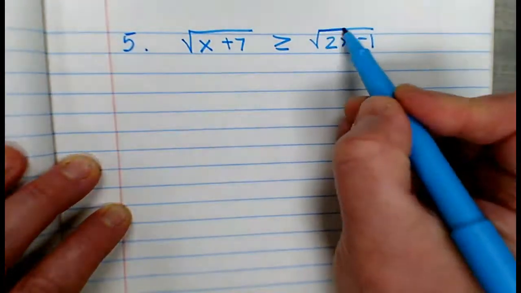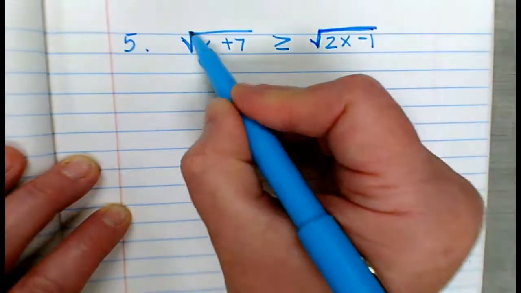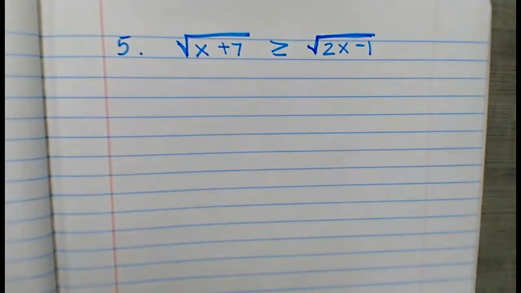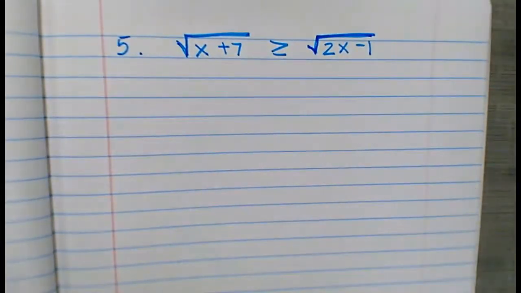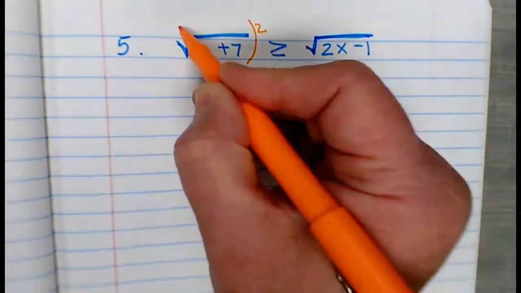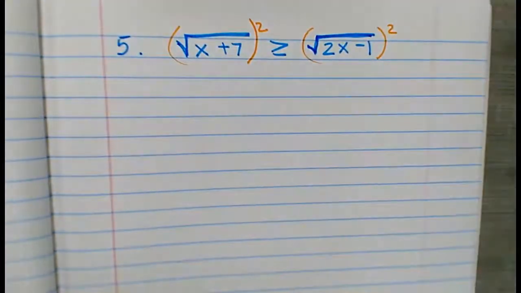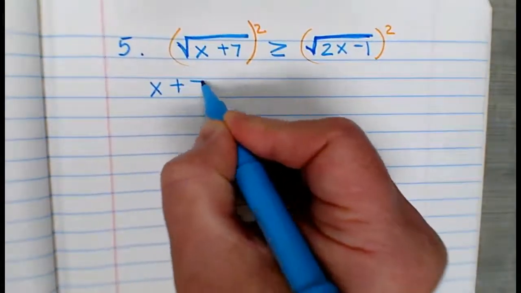When you have two radical signs, you want them on opposite sides of, in this case, the inequality. Okay, have them on opposite sides. Then I'm going to square both sides. And so that's going to give me x plus 7.